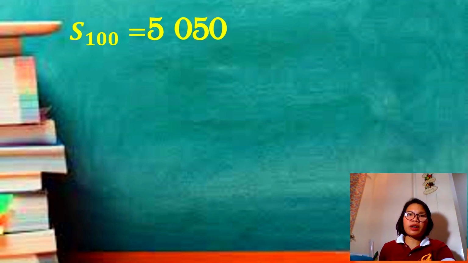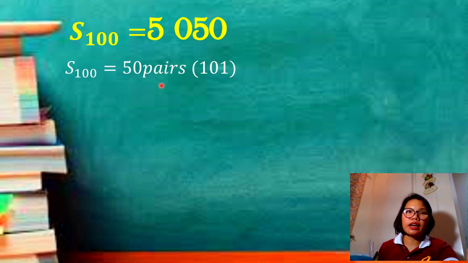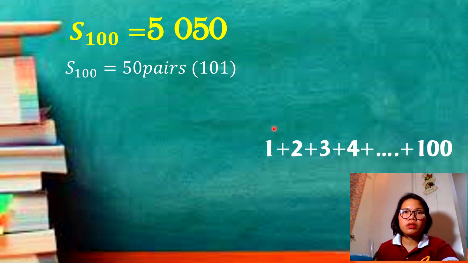So we got 5,050 from the 50 pairs multiplied to 101. So as you can see, 50 pairs ito. Yung 50 pairs natin, ang next natin gagawin ay, saan galing tong 50? Siyempre, we have number of terms which is 100 divided by 2. Kaya pair. So 50 lang. So paano naman nahanap yung 101, ma'am? Siyempre, from the numbers, 1 plus 100, 99 plus 2, and so forth.